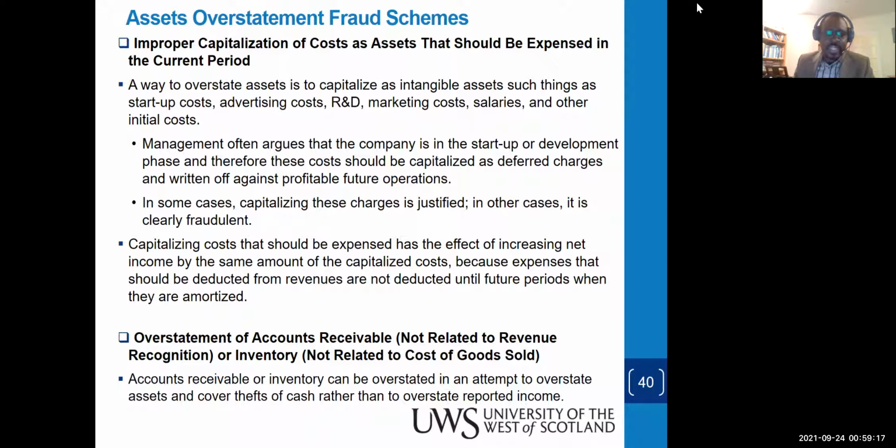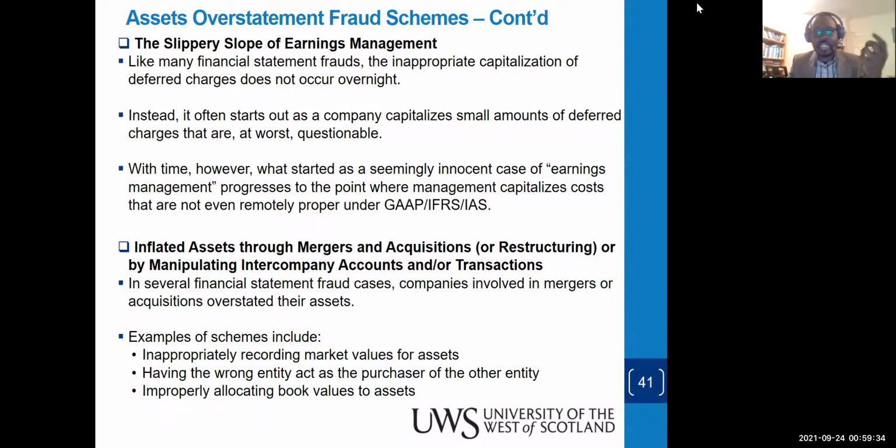They could also overstate accounts receivable. These are not related to revenue recognition, okay, or inventory, which are not related to cost of goods sold, in order to overstate reported income, get a good profit.